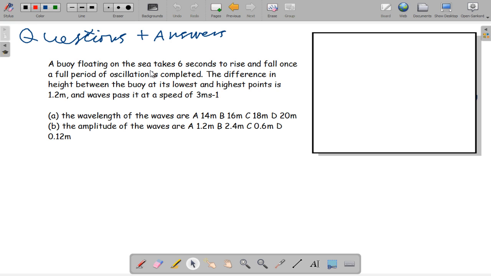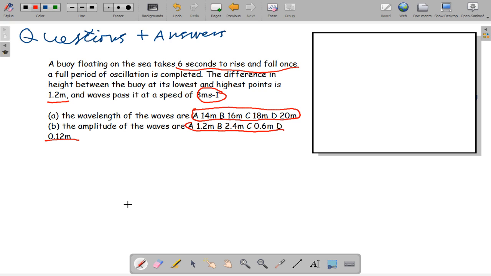So a buoy floating on the sea takes 6 seconds to rise and fall once, a full period of oscillation. The difference in height between the buoy at its lowest and highest points is 1.2 meters, and the waves pass at a speed of 3 ms^-1. The wavelength of the waves could be either 14 meters, 16 meters, 18 meters, or 20 meters. And the amplitude of the waves could be either 1.2 meters, 2.4 meters, 0.6 meters, or 0.12 meters.